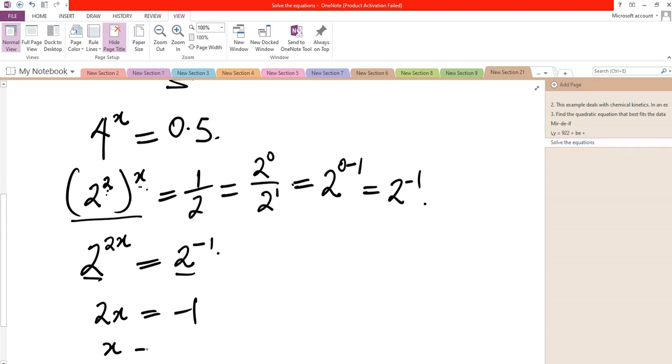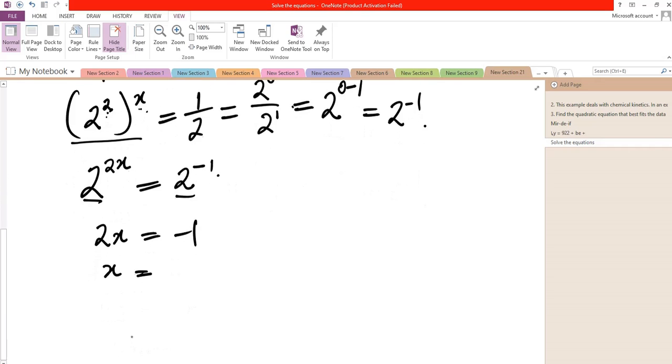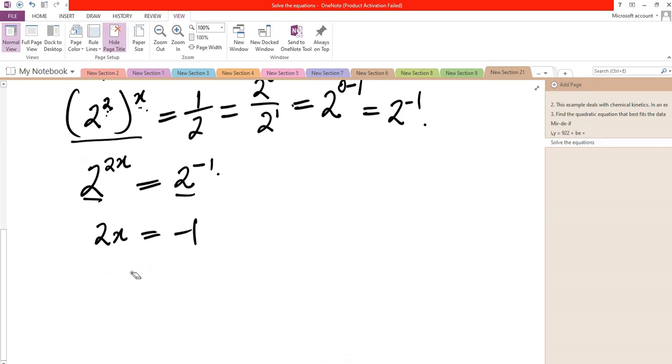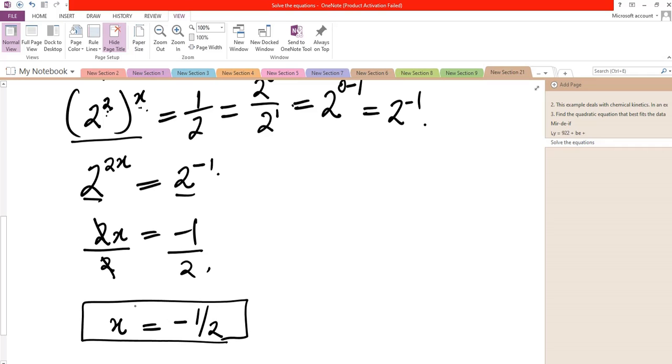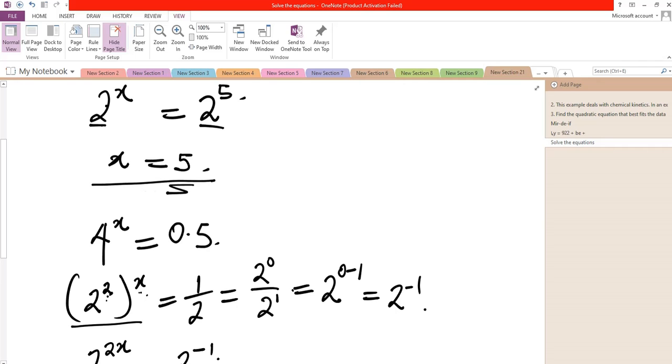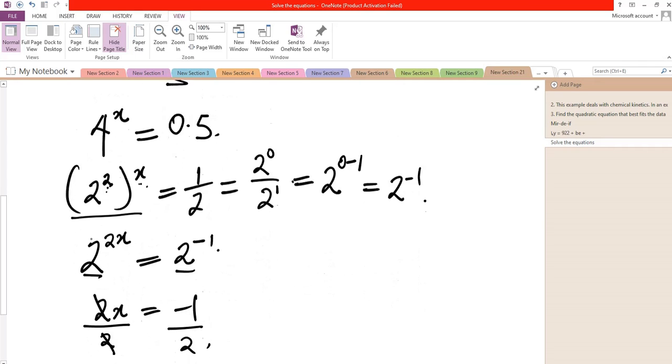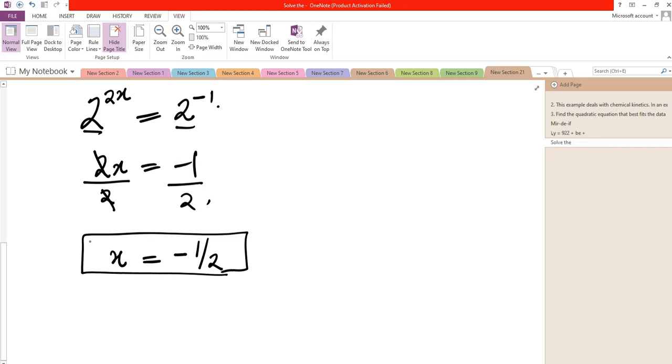So our x is equal to, to get the x, we need to isolate the x. So to isolate the x, we divide all through by 2. This will cancel out this. You have x is equal to minus 1 over 2. So let's do another one.